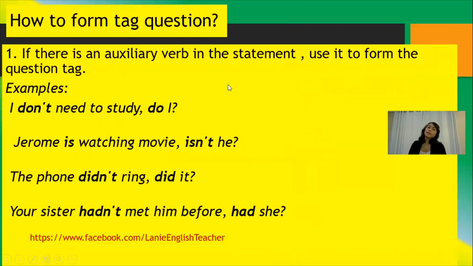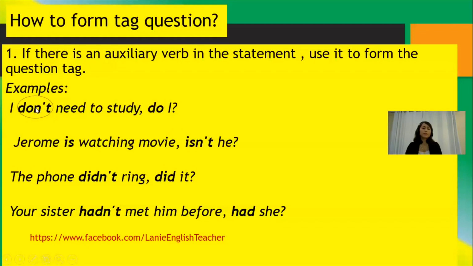Right. Now, how to form a tag question? First, you have to remember, if there is an auxiliary verb in the statement, you have to use it to form the tag question or the question tag. Example, I don't need to study, do I? Now, let's analyze this sentence. There is a word don't. Don't is a contraction form of do not.